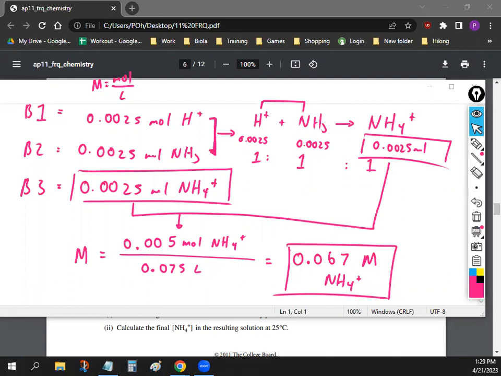I don't know what the points work out for that. Obviously the last few. It's 1 point for figuring out 0.005 moles of NH4 plus, and then 1 point for figuring out the final concentration. Over the whole thing, it's 10 points. 1A is 1 point. 1B1 is 1 point. 1B2 is 2 points. C1 is 1 point. C2 is 2 points. D1 is 1 point, and D2 is 2 points.